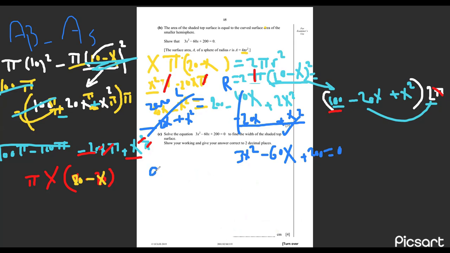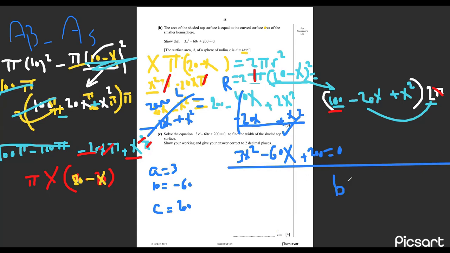Here we have A equal to 3, B equal to negative 60, and C equal to 200. B squared minus 4AC is under here. You can calculate B squared minus 4AC. So here, B squared minus 4AC is the number under the root, divided by 2A, negative B, positive or negative.